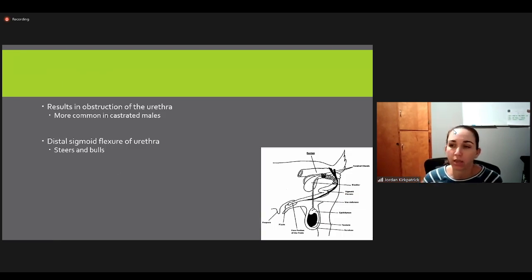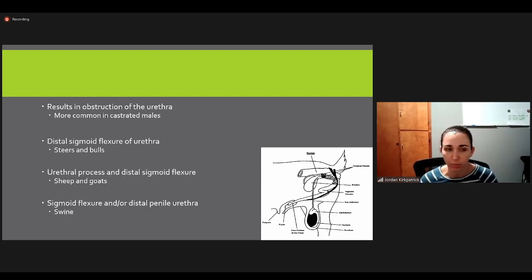So again, the stone formation results in obstruction of the urethra as they're passing out of the bladder, and it's more common in castrated males. The distal aspect of the sigmoid flexure is more common in steers and bulls. The urethral process and distal sigmoid flexure is where it tends to happen in sheep and goats. And then the sigmoid flexure or the distal penile urethra in pigs is the common location for these stones to get stuck.